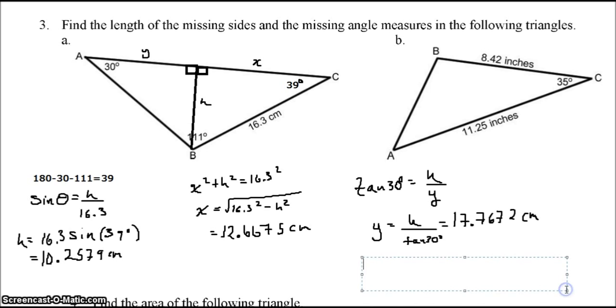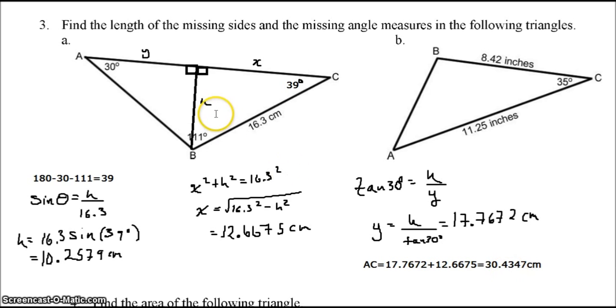and that is simply x plus y, so AC is about 30.4 centimeters. The last thing we need to find is AB, then we'll have found all the missing sides and missing angles of our original triangle.